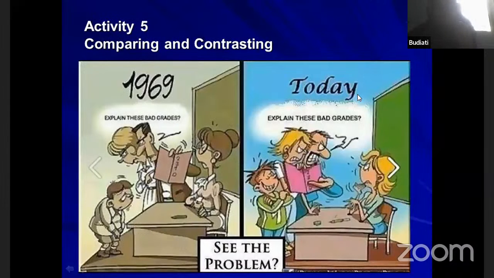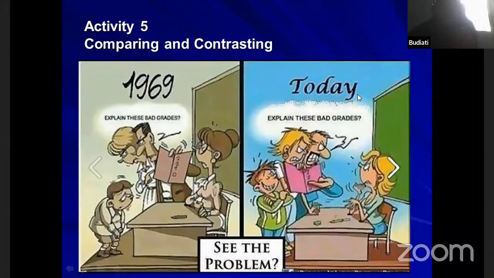You can see in the left picture in 1969, when the student got the report and then they come to school to get the report from the teacher and they got the bad score, so their parents will blame the students, their children. But how about this one?